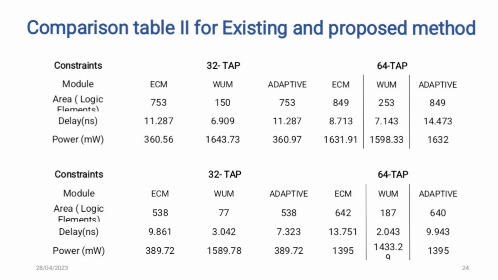Let's check the 64-tap adaptive filter, where the area covered in the proposed adaptive filter is 640 logic elements, whereas in the existing adaptive filter for 64 tap it is 849, so it is reduced by 209 logic elements or logic cells. And the time delay in the proposed adaptive filter for 64 taps is 9.943, whereas in the existing system it is 14.473. The time delay is reduced by 3 or 4 seconds tremendously.